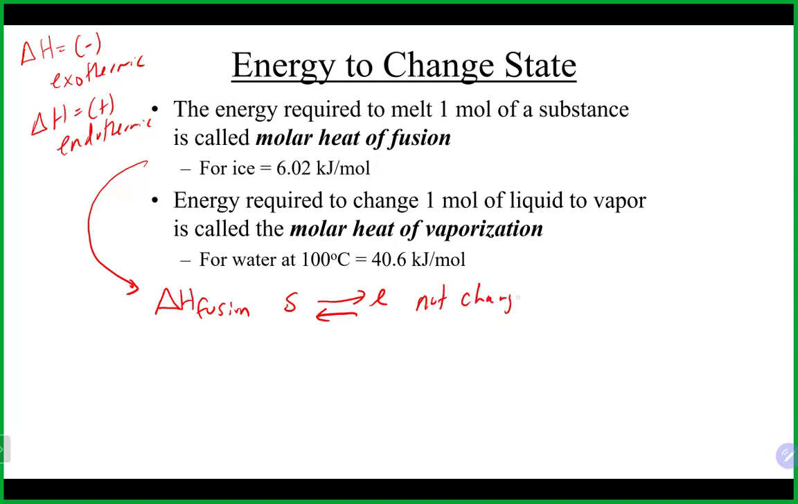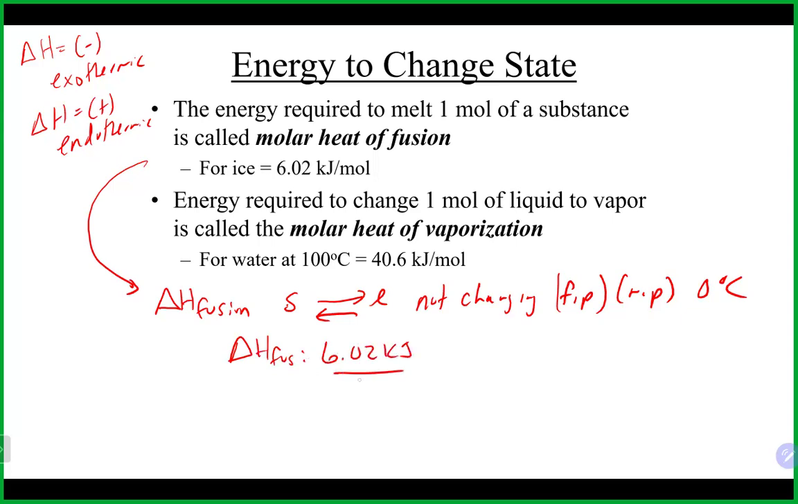And again, this occurs at its normal freezing point, melting point temperature for water, that is 0 degrees Celsius. So at exactly 0 degrees Celsius, this is the amount of energy that is required to simply take, for example, ice at 0 degrees and move it to liquid water at 0 degrees, not change the temperature, just change the phase of it. For water specifically, the delta H of fusion is 6.02 kilojoules per mole. That is roughly 335 joules per gram, if you want more of a joule and gram version.